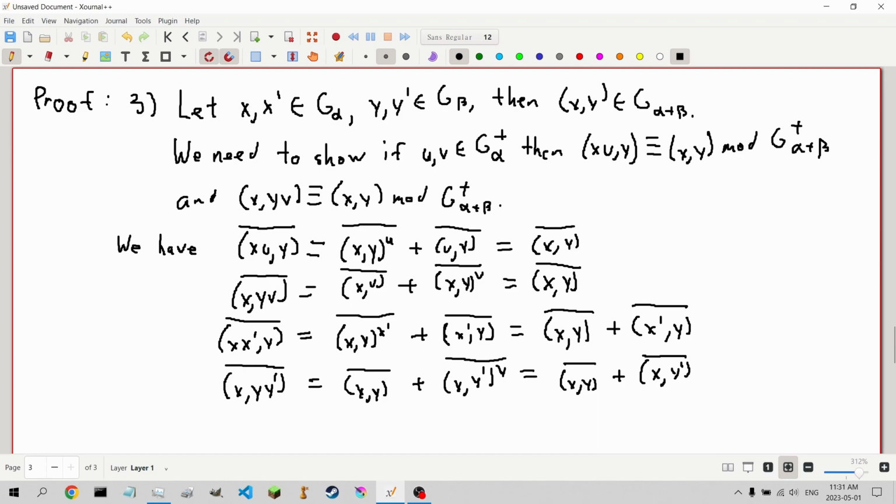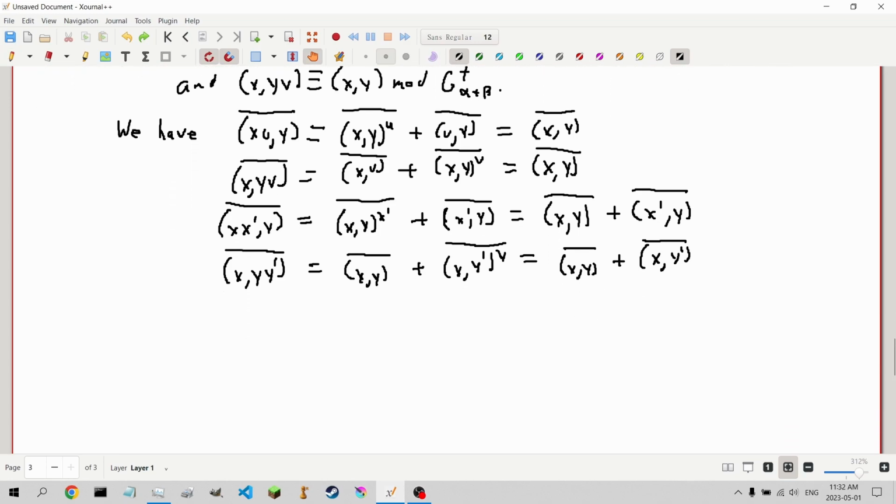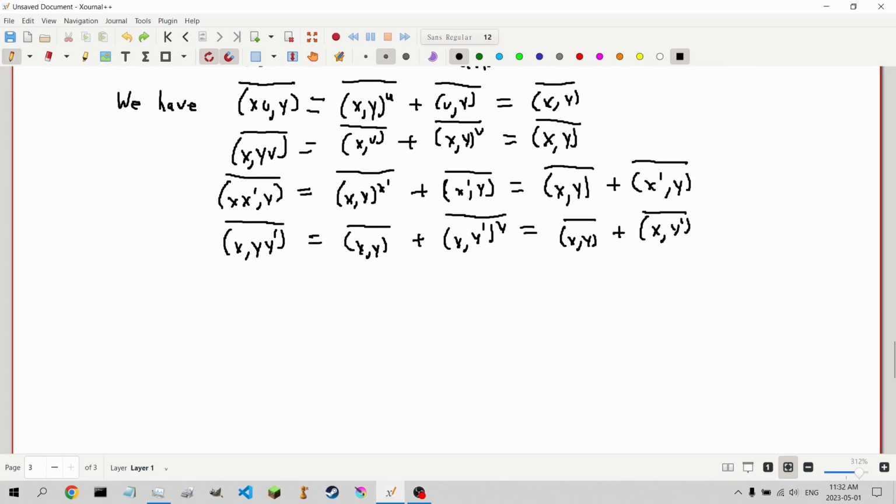So this is bilinear. I should write that, but it's bilinear and it works well across the equivalence classes we are generating with this quotient map.